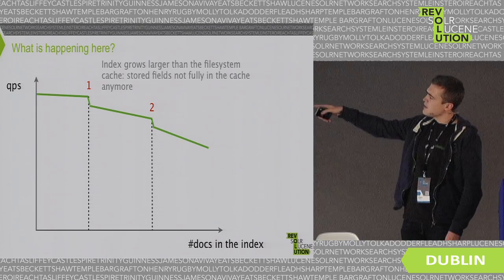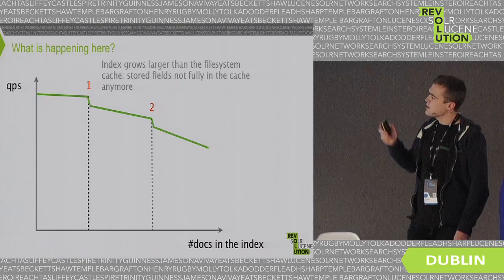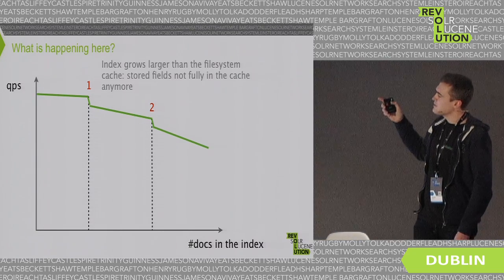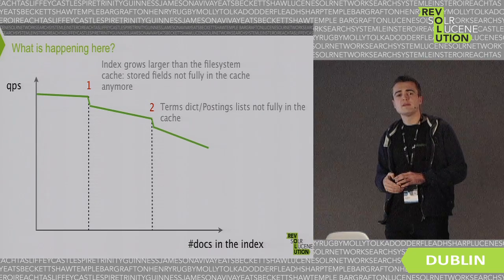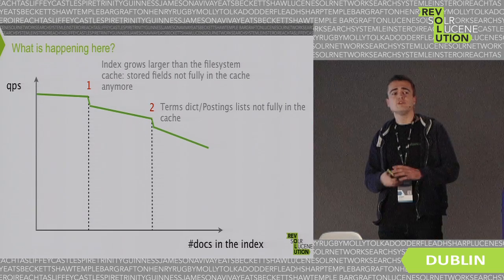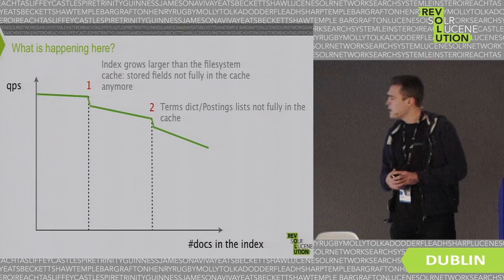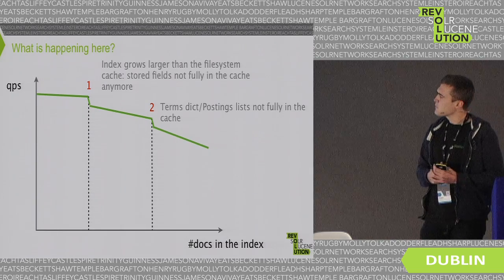And we are going to hit a second point, which is 2, and something weird is happening again. In that case, this is when the terms dictionary and the posting list are not fully in the file system cache, and then it's going worse and worse, and performance is going to decrease very quickly. So this is important to know because this has very important implications.